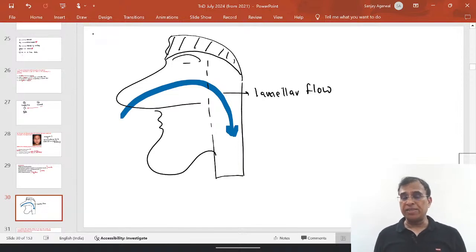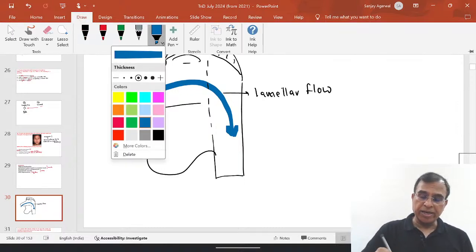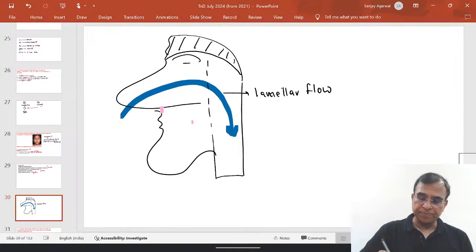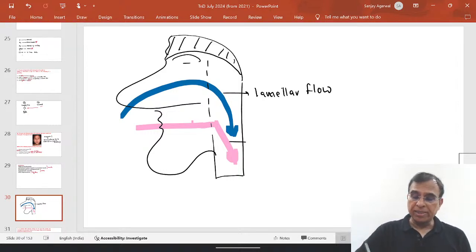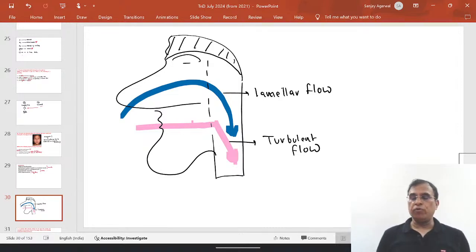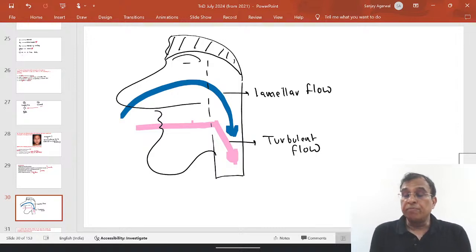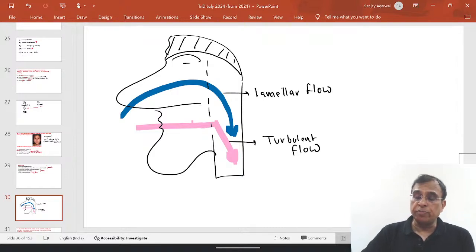But if the patient starts breathing from the mouth, then the air goes straight like this, because the palate is straight and there is a sudden turn. So there is no parabolic curve, and this is a turbulent flow. So this is the main change between lamellar flow and turbulent flow, breathing from the mouth and breathing from the nose. And turbulent flow is not a good thing for the brain.